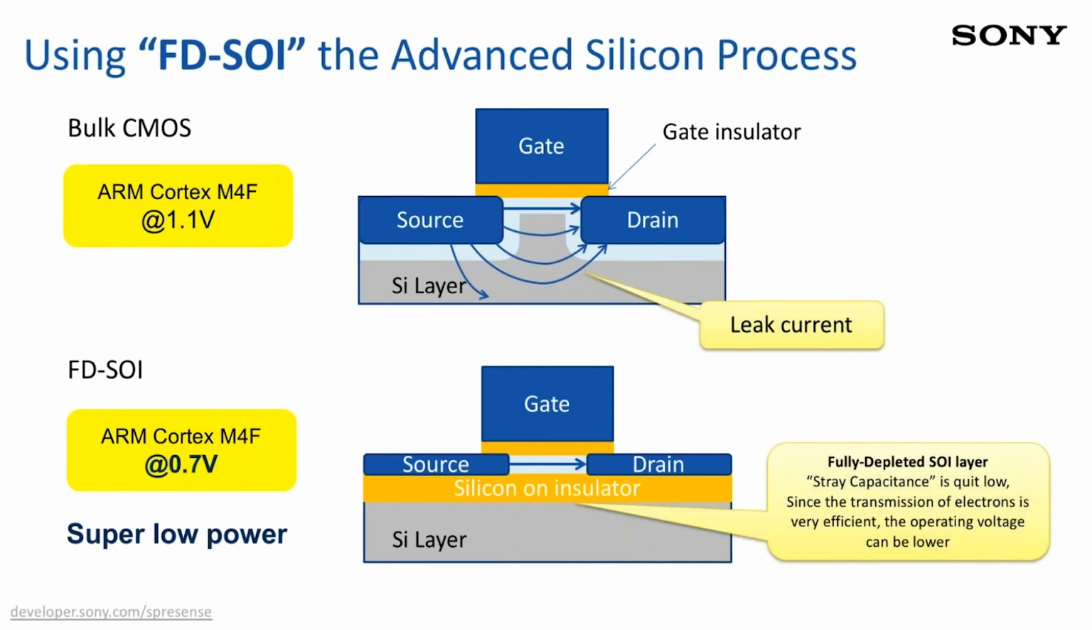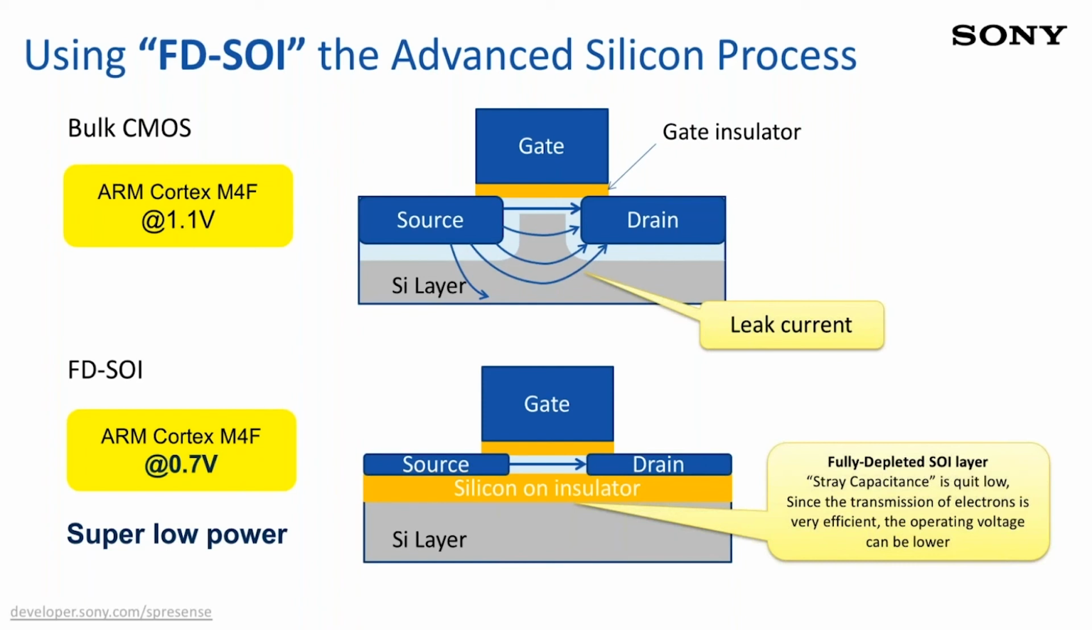Now let's see what Spresense has. Spresense is using FD-SOI. What is FD-SOI? It's a big word, but look at the explanation on the right side. It is a fully depleted SOI layer. What does it mean? It means I have the gate, the source, and the drain. The current is going from the source to the drain. But do you see those bending arrows here? No. Why? Because I have a silicon on insulator. It means I put an insulator there, so I'm avoiding that leakage.